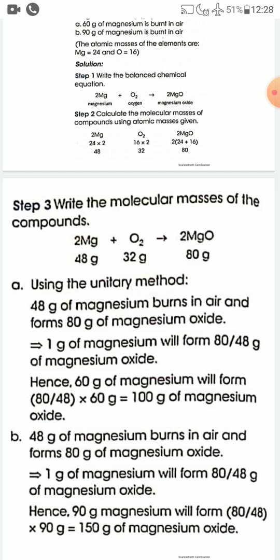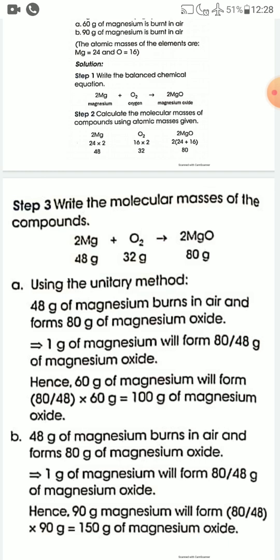using unitary method from the chemical equation, it is clear 48 gram of magnesium burns in air and forms 80 gram of magnesium oxide. So 1 gram of magnesium can produce 80 divided by 48 gram of magnesium oxide, and hence 60 gram of magnesium can produce 80 divided by 48 into 60, that is 100 gram of magnesium oxide.